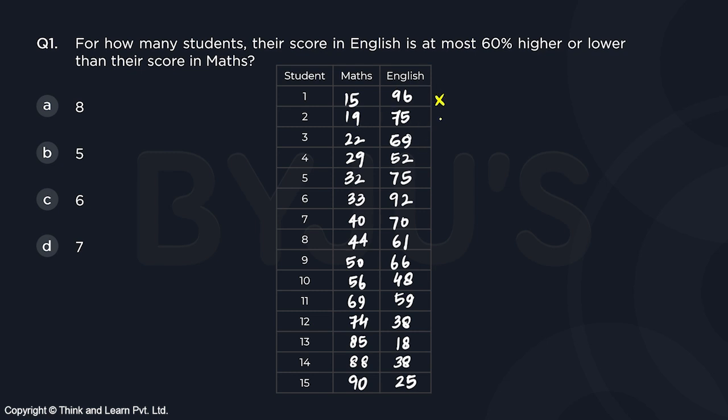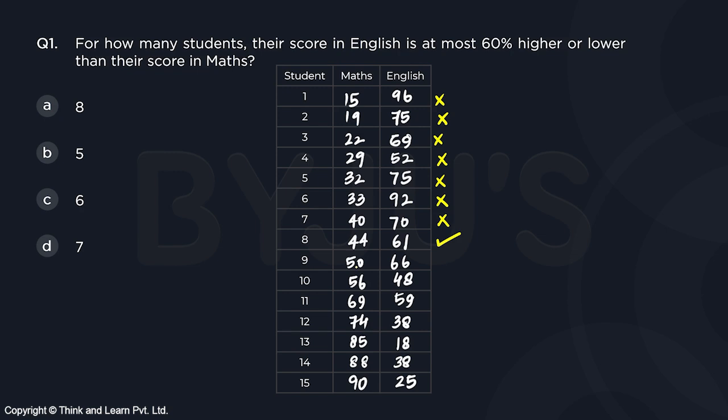If we take 19 to 75, that is way beyond that. 22 to 69, that's almost double. 29 to 52 is almost double. 32 double. This is almost 3 times. 40 to 70 is a little less than double. So let's check this. 60% of 40 is 28. So 40 plus 28 is 68. So there is a miss here. Next is 44. Now 60% of 40 is 28. 44 would be more. So this definitely works out.